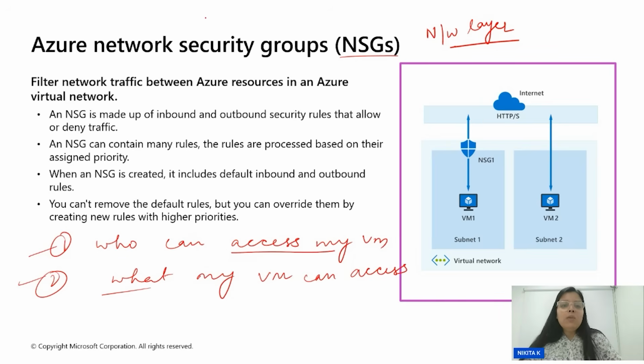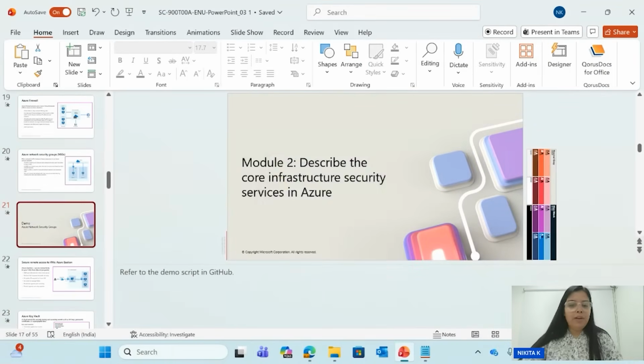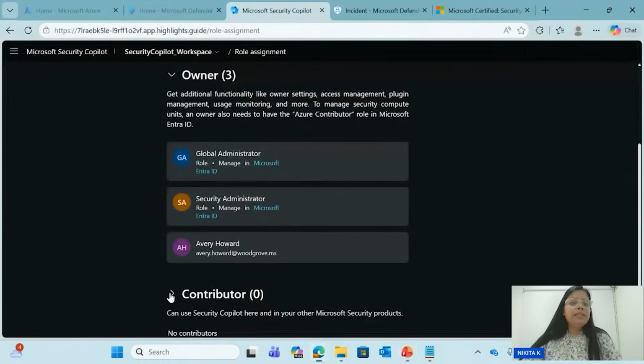So your NSG works at your NIC, network interface card. So what traffic will be coming in, what traffic will be going out. So it will help you to create the inbound rules and the outbound rules. Its work is only to see which traffic should come in, which traffic should go out. That's it. Now let's go on the portal and let's have a look at how we can create the different NSGs.